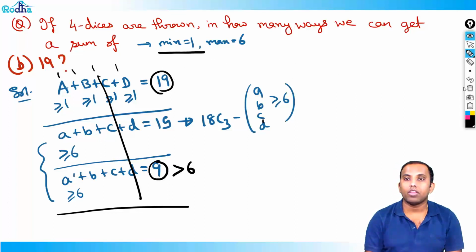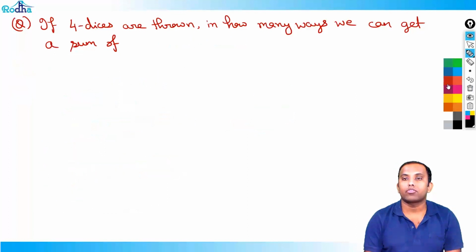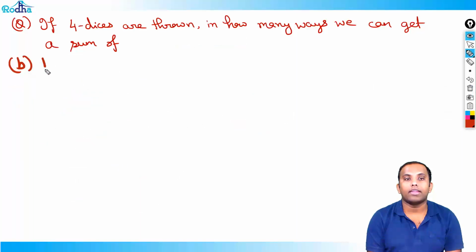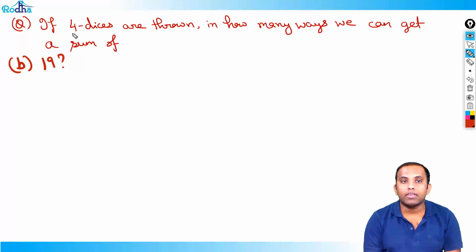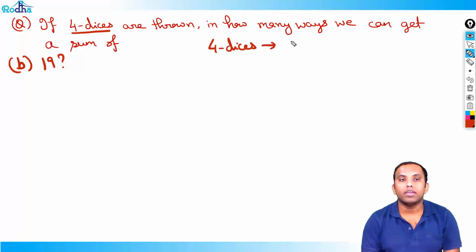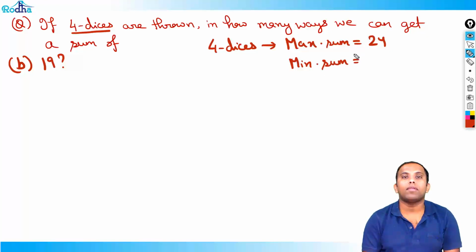See, I'll tell you. The good way to solve is, if this question is about 19, then see, how many dice are here? 4 dice, right? I'll tell you the method here. If 4 dice are here, then take the sum on the 4 dice. What is the maximum sum on the 4 dice? The maximum sum can be 24, 6 plus 6 plus 6 plus 6. And the minimum sum on the 4 dice is 1 plus 1 plus 1 plus 1, which is 4. So the minimum sum can be 4 and the maximum can be 24, right?